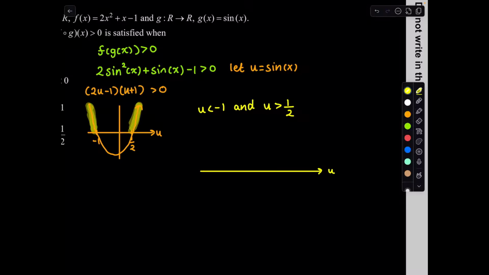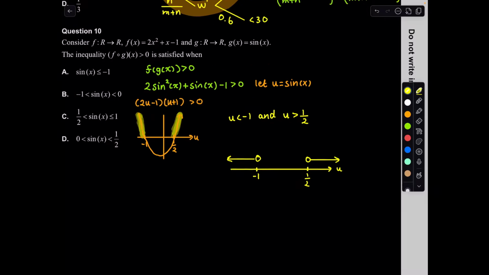Okay, let's represent these inequalities. So if negative 1 is here, it's an open circle. Because it's saying u is less than negative 1, it means it goes forever to the left. And u is greater than a half. So imagine this is half here. Open circle, and it goes forever to the right, yeah? So these are represented here.